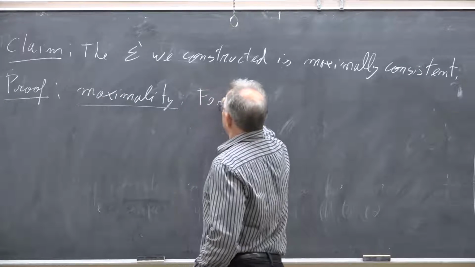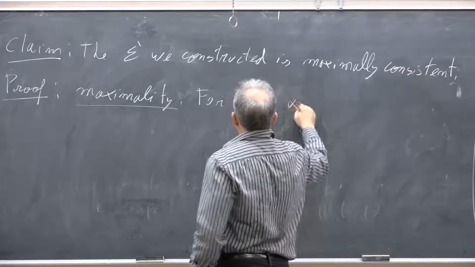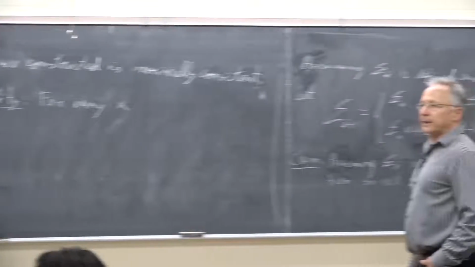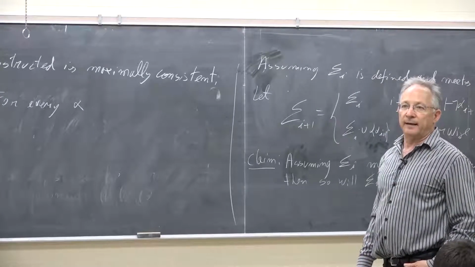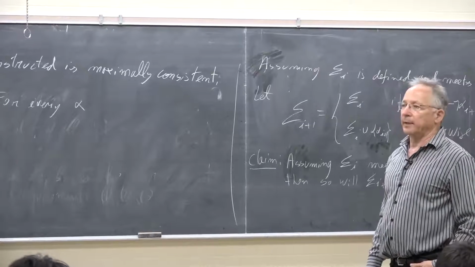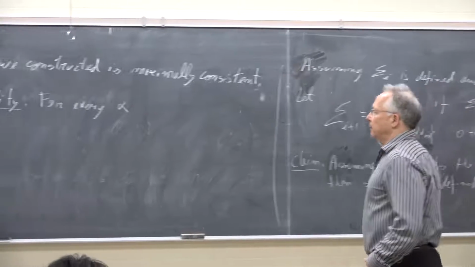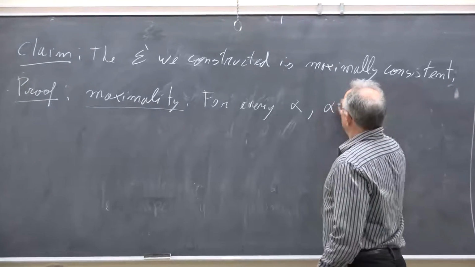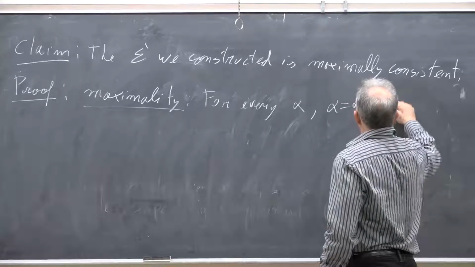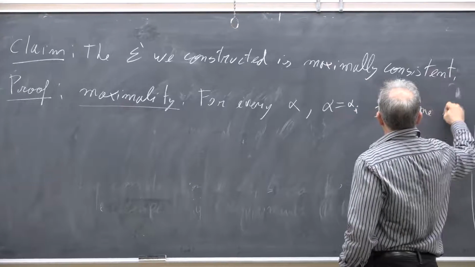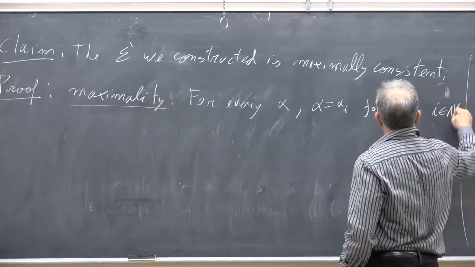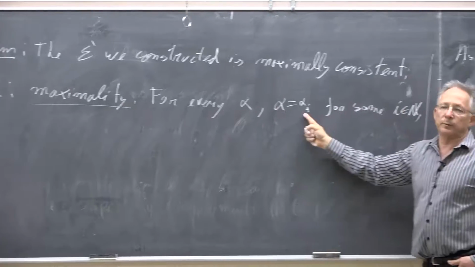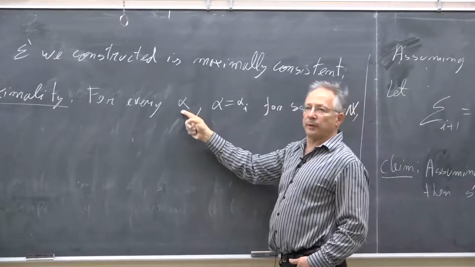For every alpha, I want to show that either this sigma prime proves alpha or sigma prime proves neg alpha. So what happens? For every alpha, it appears in the list. Alpha equals alpha i for some i in N, because our sequence of alpha i's listed all of the possible formulas. So if you come up with some formula, it will be one of my alpha i's.